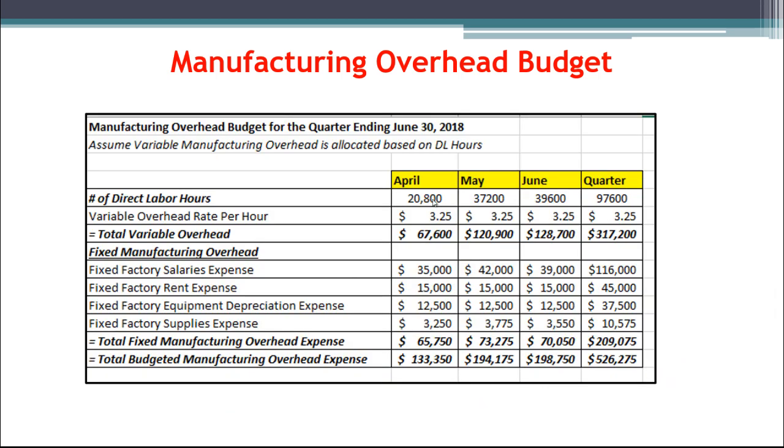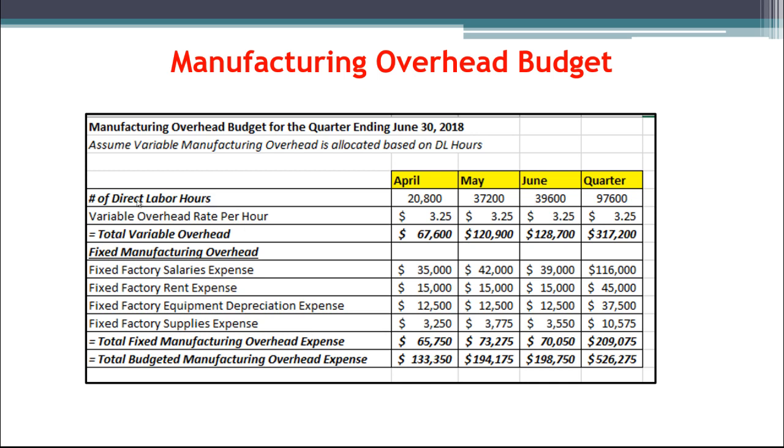So in this example, we have April, May, and June, and then the quarterly total. Notice we don't have to worry about any beginning or ending inventories here either. And we have a little note here saying that the variable manufacturing overhead is being allocated based on direct labor hours, so that makes it nice and easy. So the very first line of this budget is going to be the direct labor hours for each month from the direct labor budget. Then we're going to multiply that by the variable overhead rate per hour to get total variable overhead, dollar-wise.